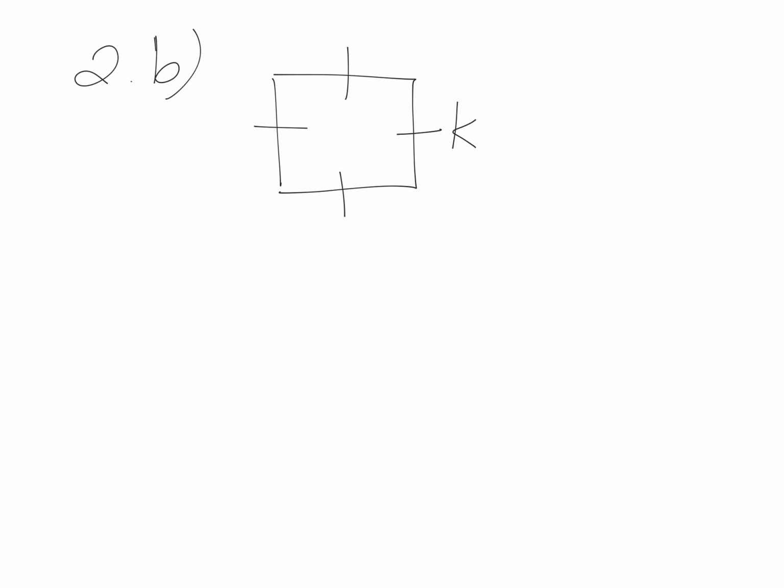Okay. For 2b, we're told that this is k. Again, letters represent a number. We don't know what the number is. They've just put a letter there. It's a variable. And we have to find the area. Well, what shape is this? A square. How do you find the area of a square? Length times width. If this is k, what would the width be? It's a square, so all the sides are k, right? So area equals k times k.